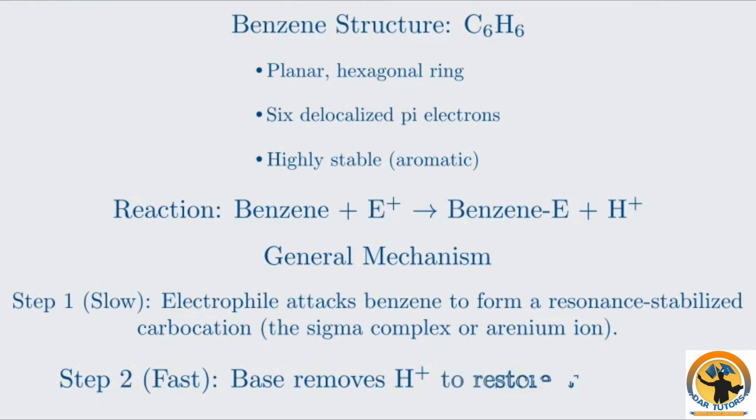Step 2 is fast. A base in the reaction mixture removes a hydrogen atom from the ring. The electrons from the carbon-hydrogen bond move back into the ring, restoring the aromatic stability. This regeneration of the aromatic system is what makes substitution so favorable in benzene. We have now covered our objective.